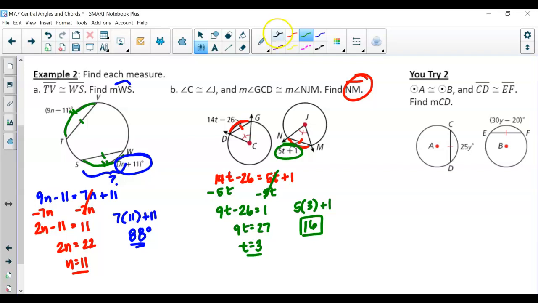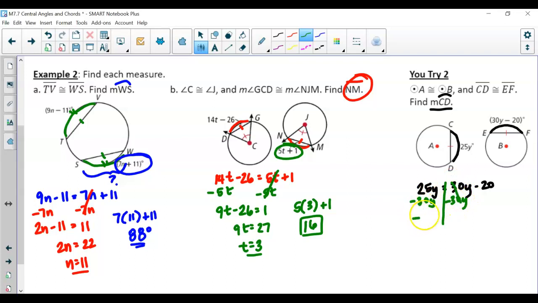And here we go. So these two circles are congruent to each other. CD, the chord, is congruent to EF, which means the arcs created are also congruent to each other. So to solve for arc CD, set them equal to each other. So 25y is equal to 30y minus 20. Now, I'm going to gather whenever I have a variable by itself. If it's alone, it wants to be alone, right? Leave it alone. So I'm going to gather and subtract 30y from both sides.